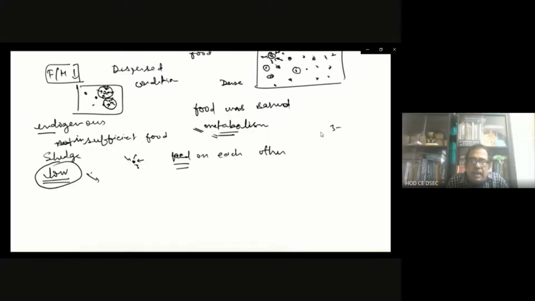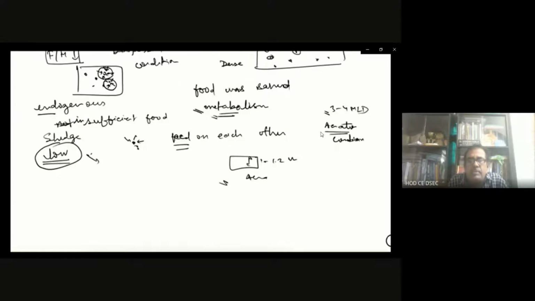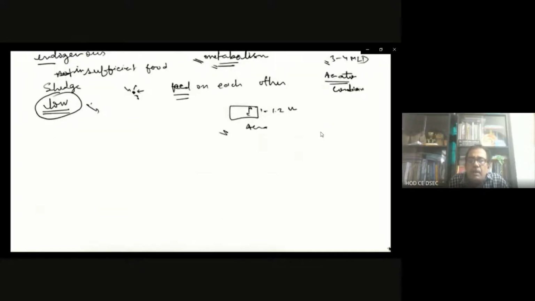Now, as you know, since the F/M ratio is less, you see the limitation of this extended aeration process. It can work for 3 to 4 million liters per day, because extended aeration has that capacity limitation. With more volume, this extended aeration process will have some problems, since the aeration required is more. So it is limiting to 3 to 4 million liters per day treatment, not beyond that.